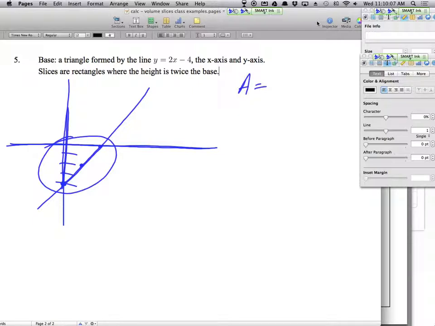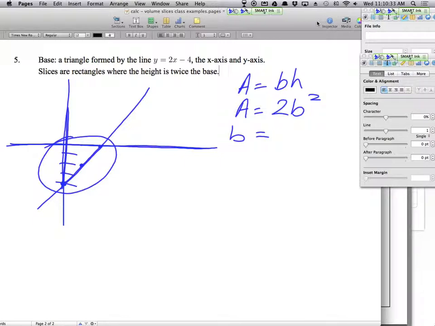What's the area formula for a rectangle? Base times height. Okay. It's twice the base. So I know the height is what? 2b. The height is 2b. So that means my area is 2b squared. So what do I need to find next? We need to find b.